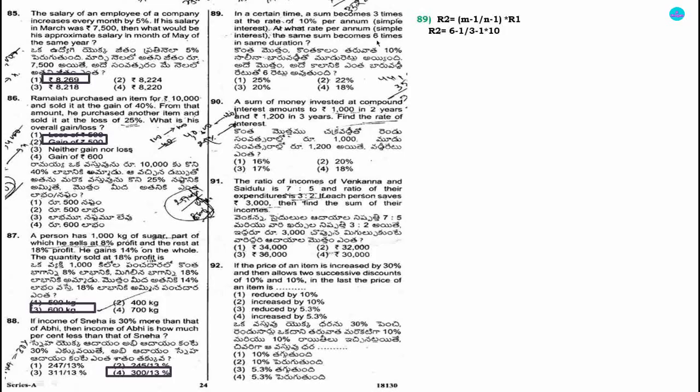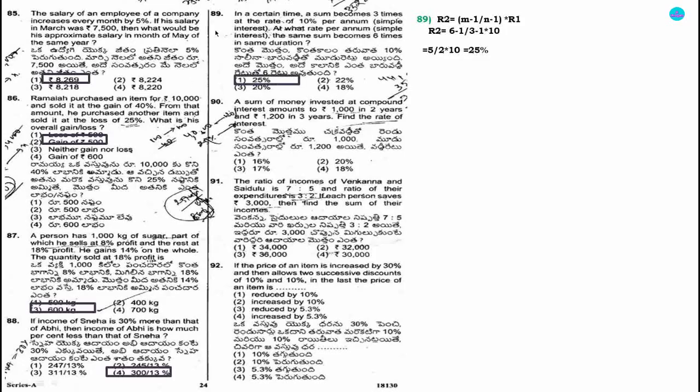So that is equal to, first, what is this? 6 times in the same duration they are asking, and before it was 3 times. So m is 6 and n will be 3. So (6 minus 1) by (3 minus 1) into r1. What is the first rate of interest? 10%. So that is 10. So 5 by 2 into 10, 2 5s are 10, 5 5s are 25. So the answer is 25. Understood?